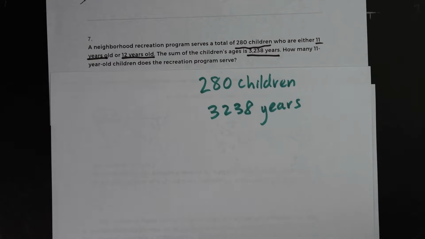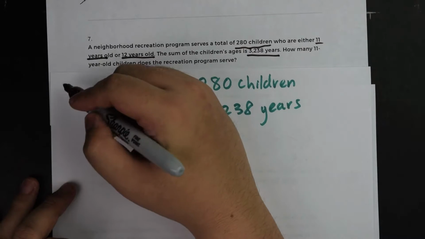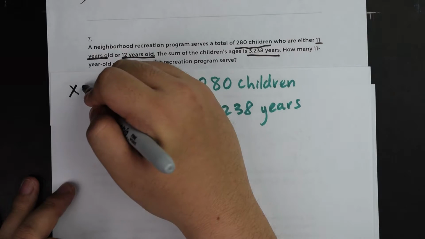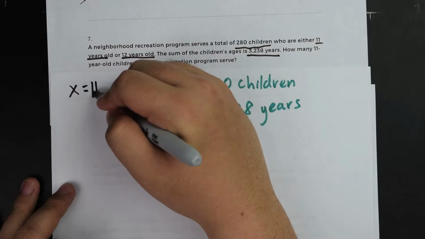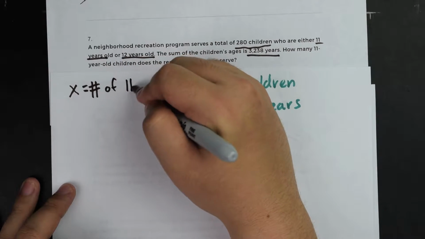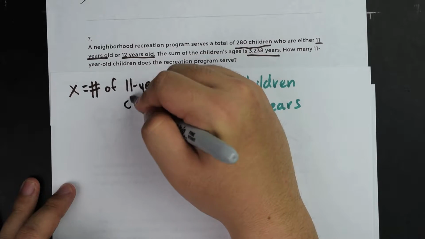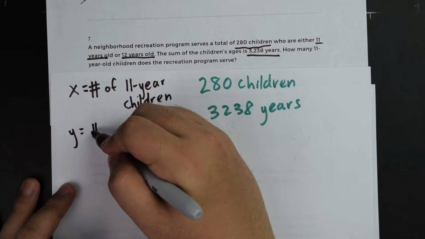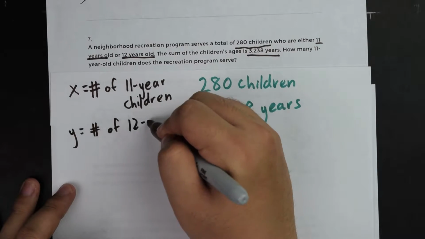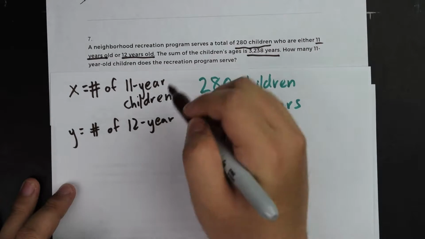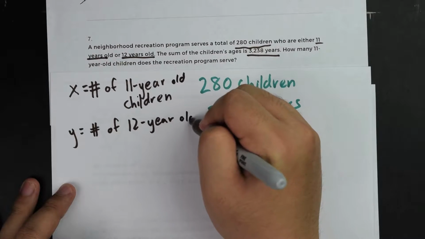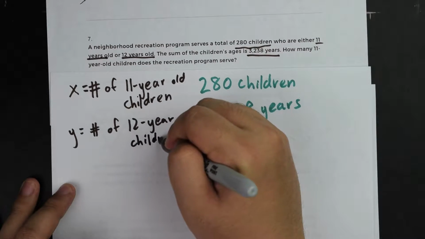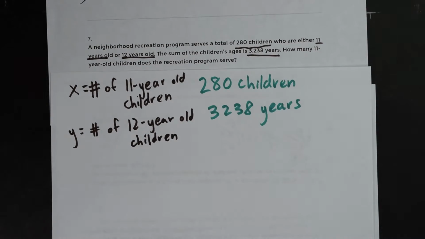The point is that if I define certain things, I need to define certain things. Let's say x is going to be the number of 11-year-old children, right? Because that's one part of this question. And let's say y equals the number of 12-year-old children, okay? I should write the word old because it lets you know the age. And then I know x and y, which tells me how many children there are.